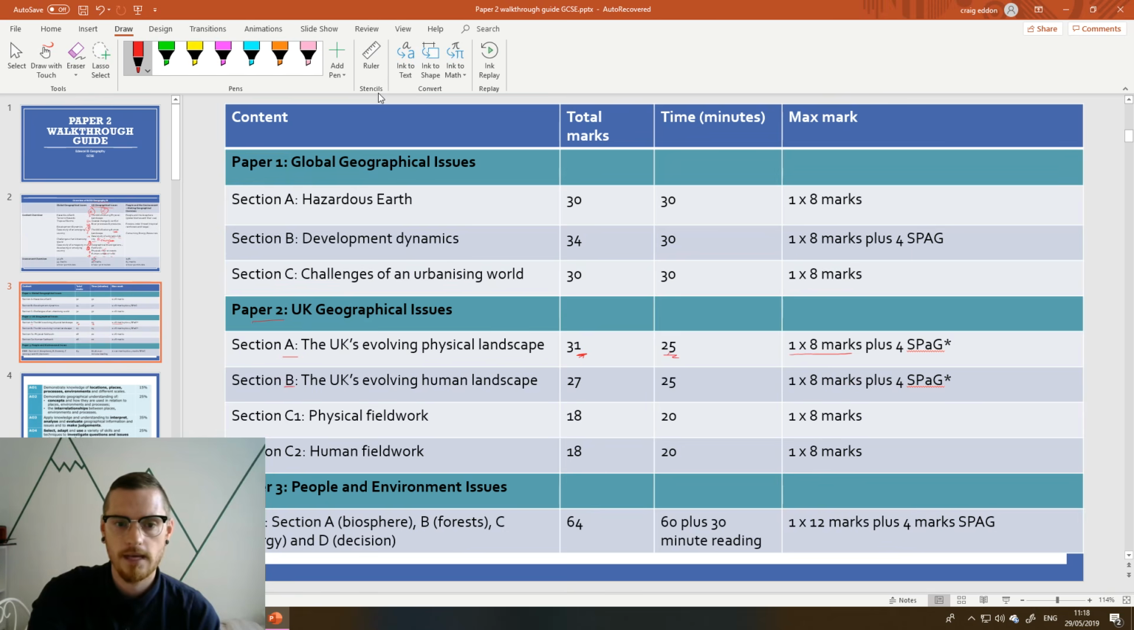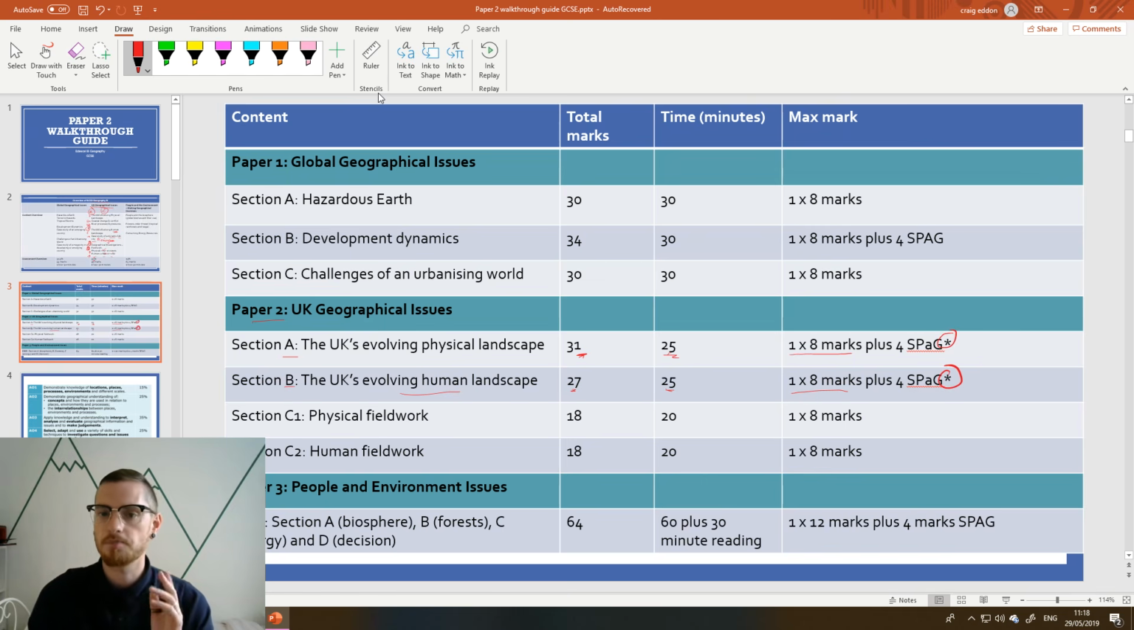Section B is the UK's evolving human landscape. Again, if we look at our marks, it's worth slightly less, 27. We should spend 25 minutes on it. And again, it's got an 8 marker plus 4 for SPAG. Now, I've put 2 asterisks here.